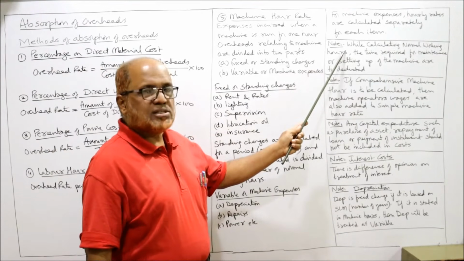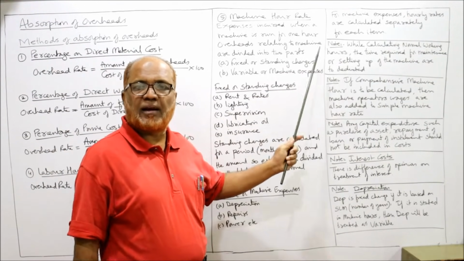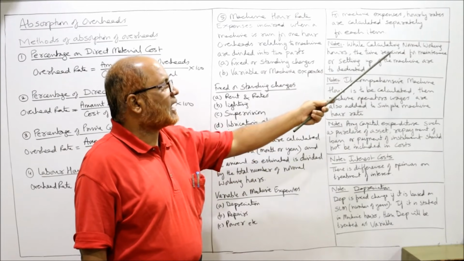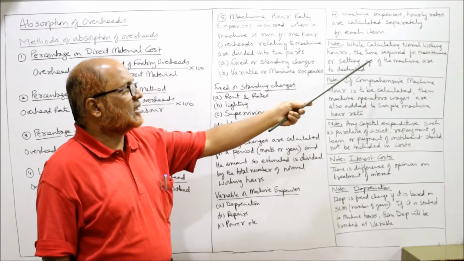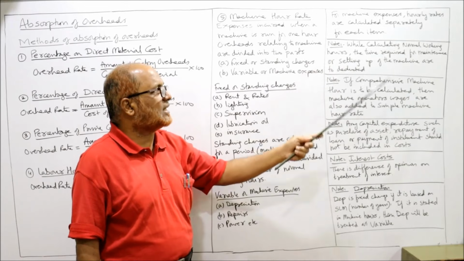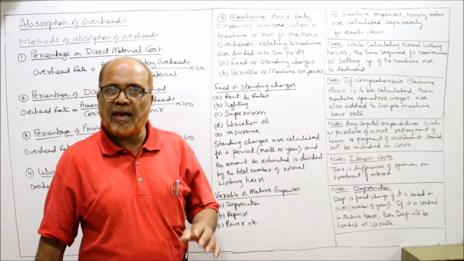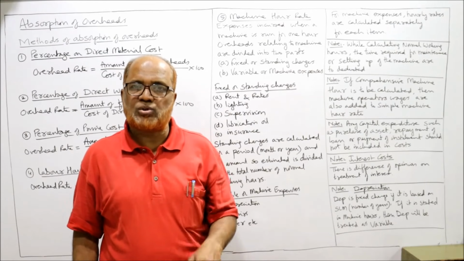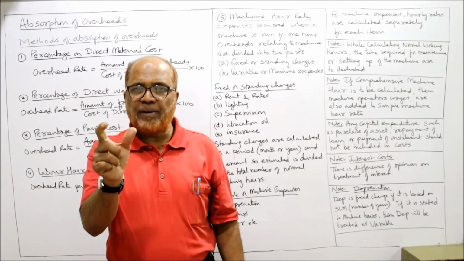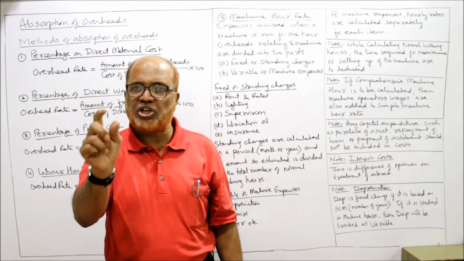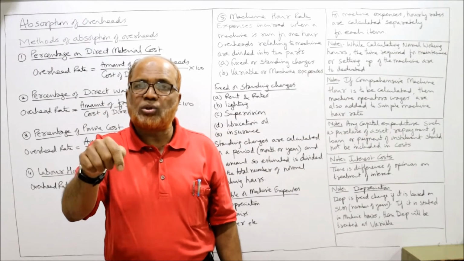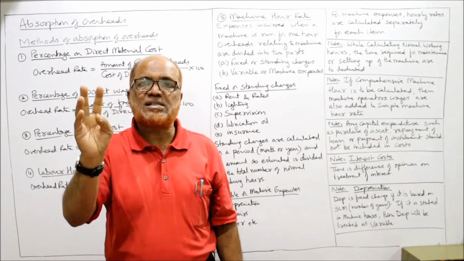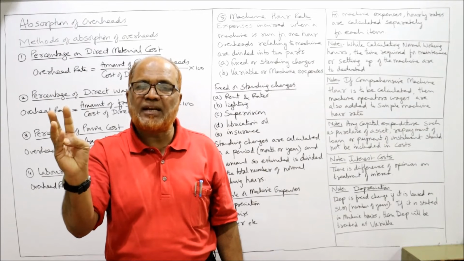Then note, some notes you have to remember while calculating this machine hour rate. First, while calculating normal working hours, the time required for maintenance or setting of the machine are to be deducted. Example, in a problem the total number of hours worked are 2000 in a period. In a period, total number of working hours of the machine is 2000. But in that 2000, 200 hours are setting up time or maintenance time.